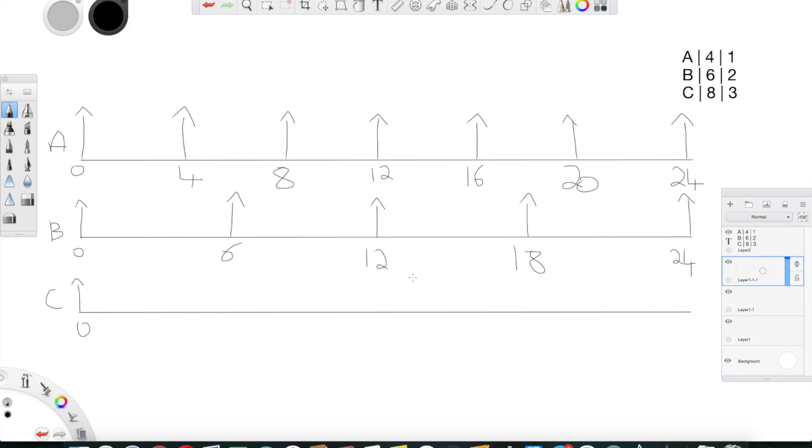Because the question stated it is task 1, 2, and 3. However, I named them A, B, and C. But A is 1, B is 2, and C is 3. Finally, we have task C, which is task 3, has a period of 8 clock ticks. So initially it arrived at 0, 0 plus 8, it will be 8. Okay, 8 plus 8 will be 16. And finally, 16 plus 8, it will be 24.